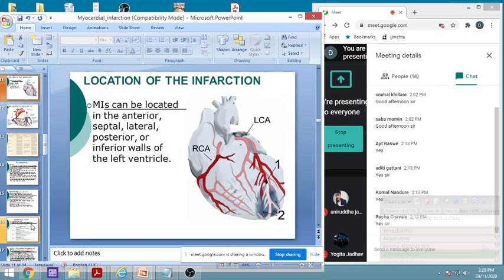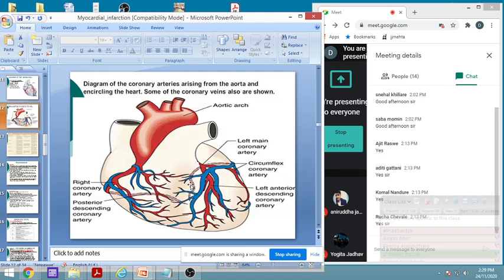We can also classify them on the basis of location. It can be located in the anterior, septal, lateral, posterior or inferior wall of the heart. So these are various important arteries. This is called the left coronary descending artery, and this is the right coronary artery, and there is one more, which is the circumflex. So with these various arteries, accordingly it can be in the anterior, septal, lateral, posterior, or inferior walls of the ventricle. So at various places it can occur.